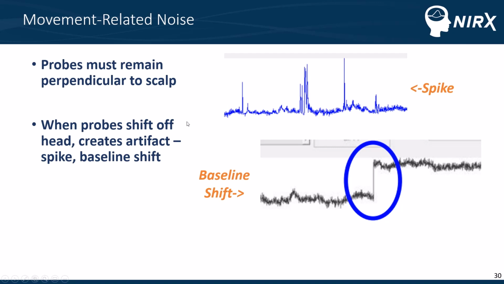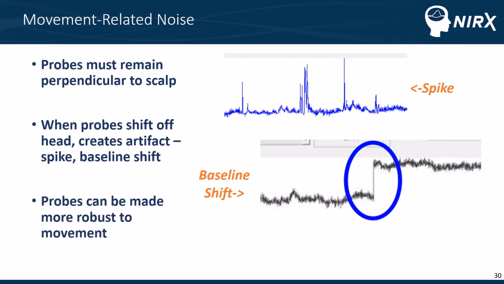These two different manifestations of motion artifact will be important to identify later on, as well as to address them in analysis. There are ways to address them in analysis, but they're best taken care of in data collection and ensuring that you have your setup to avoid them in the first place.